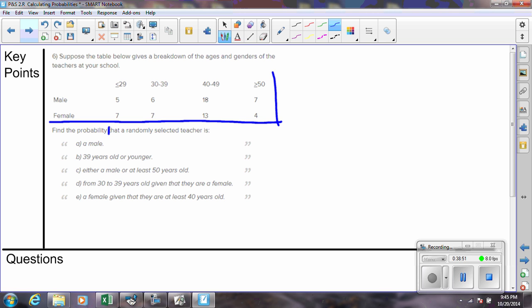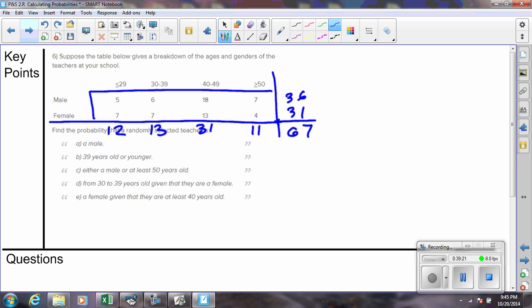5 plus 12, 5 plus 7, 6 plus 7, 18 plus 13, 7 plus 4. 5 plus 11 plus 18 plus 7, 25 plus 11 would be 36, 7 plus 7 plus 13 plus 14, that's 31, and when we add them up, we get the grand total, 67. So this is telling us that there are 67 total teachers in the school.